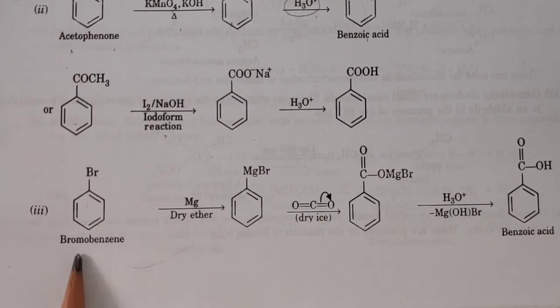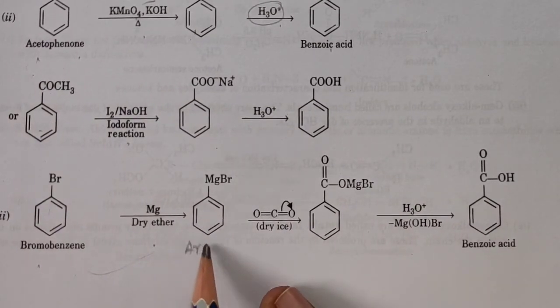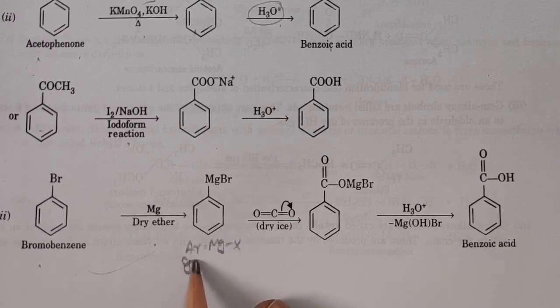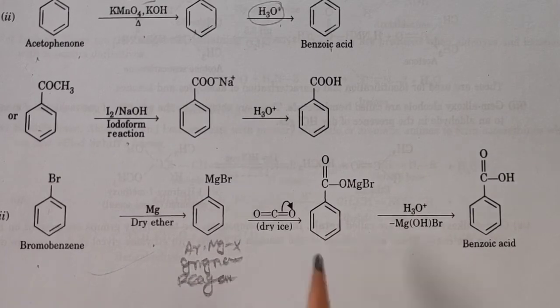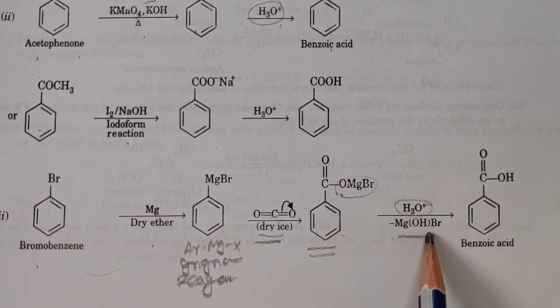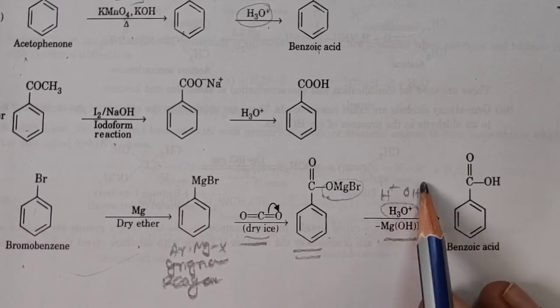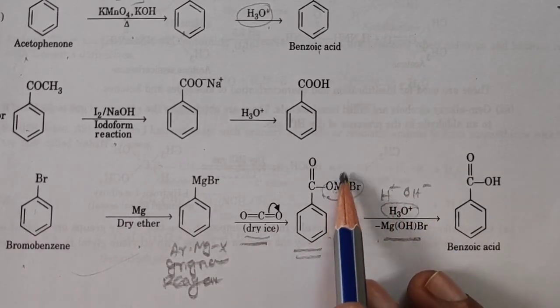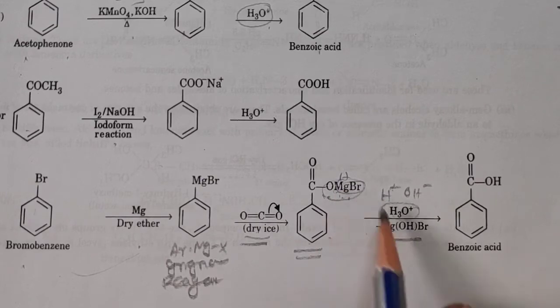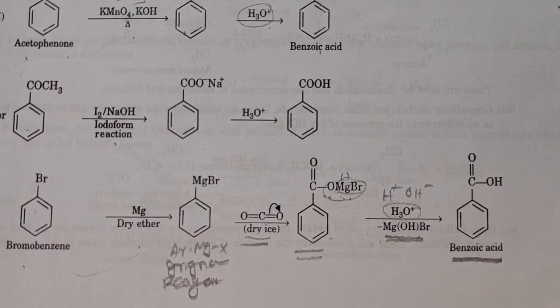Then the third one, bromobenzene with Mg. This is your ArMgX, that is Grignard reagent. Understood? Then dry ice, if you remember, you will get this complex, then H3O plus, and removal of this whole part with OH, because from H3O plus we get H plus and OH minus, right? H will get substituted in the MgOR, this Mg will get removed, so you will get benzoic acid. Okay, now the next one.